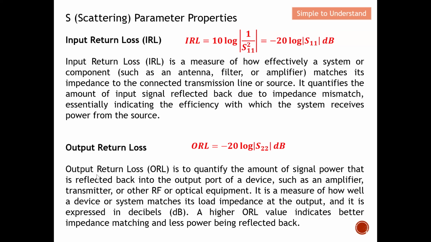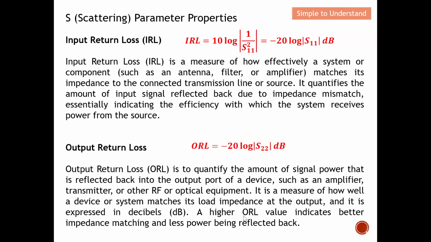The output return loss quantifies the amount of signal power that is reflected back into the output port of a device, such as an amplifier, transmitter, or other RF or optical equipment. It is a measure of how well a device or system matches its load impedance at the output, and it is normally expressed in decibels.